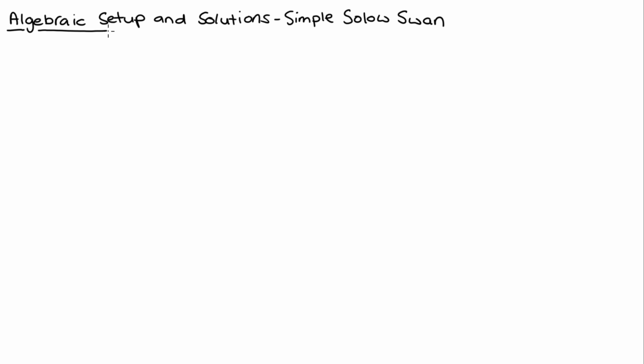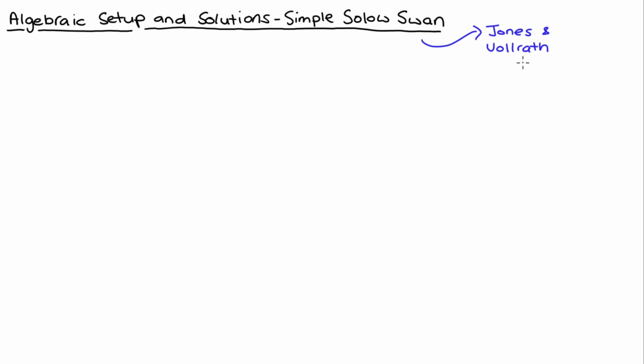Hi everyone, in this video I'm going to go through the algebraic setup and the solutions for a simple version of our Solow Swan model. The reason why I wanted to do this video is because I was going through this model with a student using the Jones and Vollrath textbook. I'll put the details of that textbook in the description below, but I realized that the algebraic calculations right at the beginning can be a little bit tricky if you're not used to it.